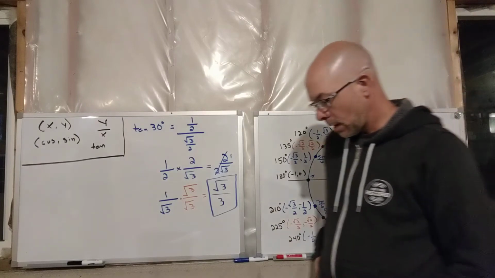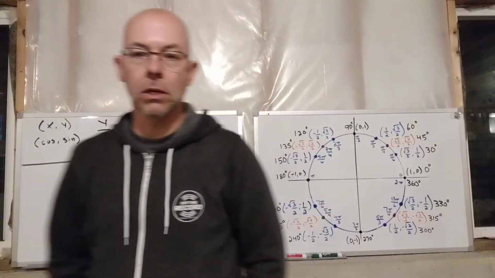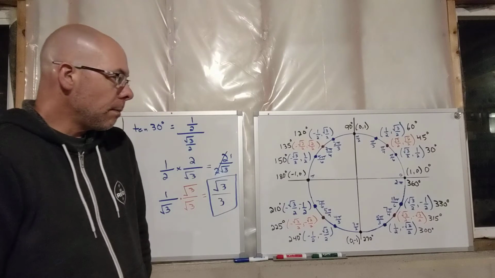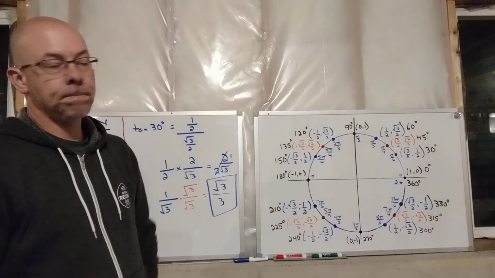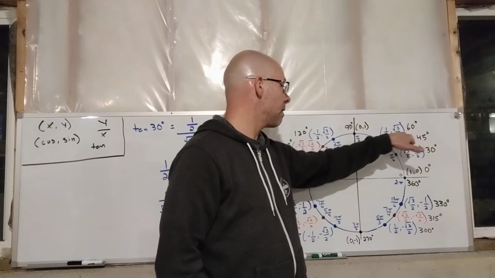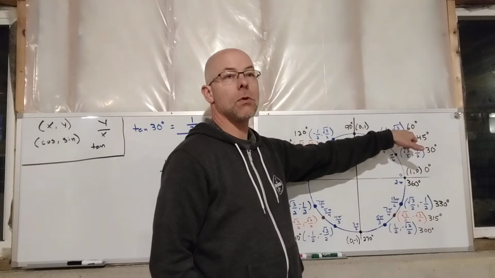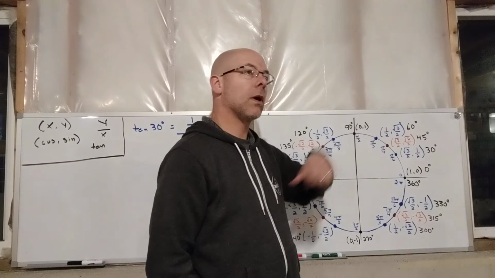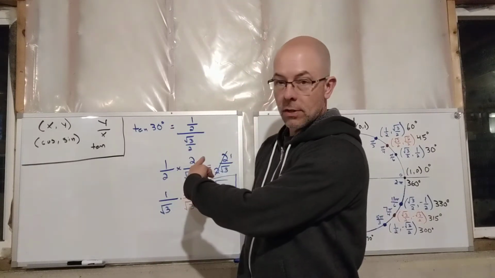Now, I'm going to leave the other part of this to you, meaning, well, what about the tangent of 60? It's the same two numbers, but in a different order, so it's going to be y divided by x. It's going to be square root of 3 over 2 divided by 1/2. Way easier than this was.